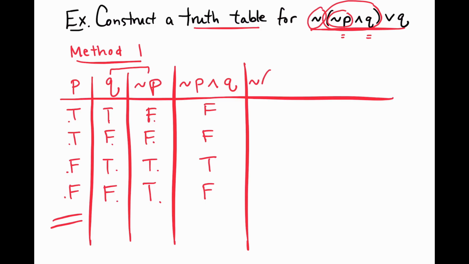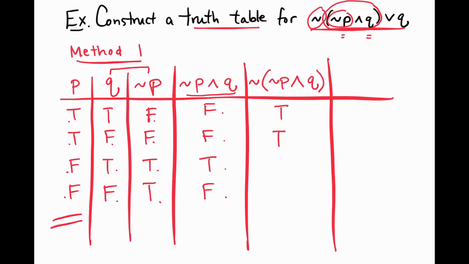Next, I'm going to take the negation of this statement. So we have the negation of not P and Q. And so I'm just going to be negating this statement, right? So I'm going to look at false, false, true, false, which will become true, true, false, true. So we're just negating this column. And I'm going to finish it off with this disjunction. So let me write everything out.